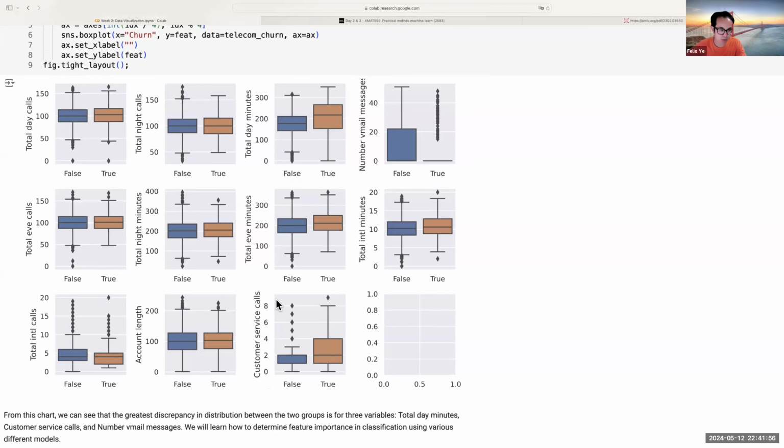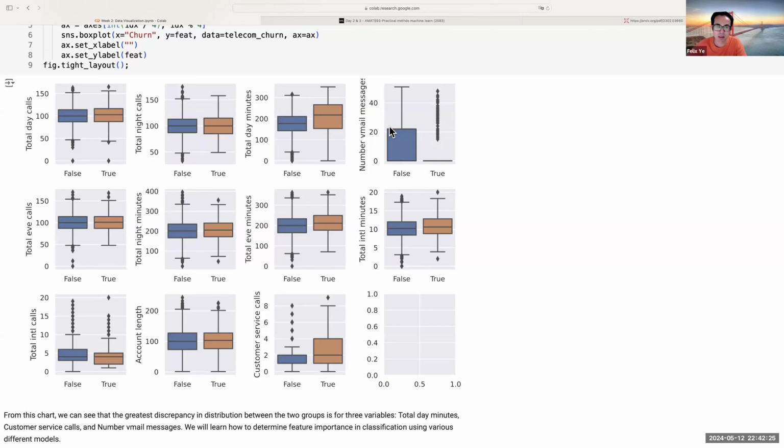But this is quite interesting. This customer service calls feature has dramatically different distributions, right? You can see right here, this churn customers distribution is very large and fat. It tends to have more customer service calls. And also the number of email messages has very dramatic changes.